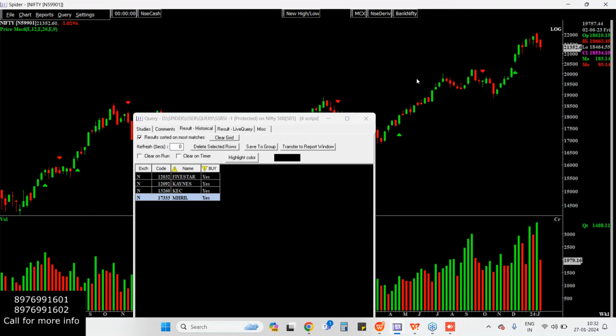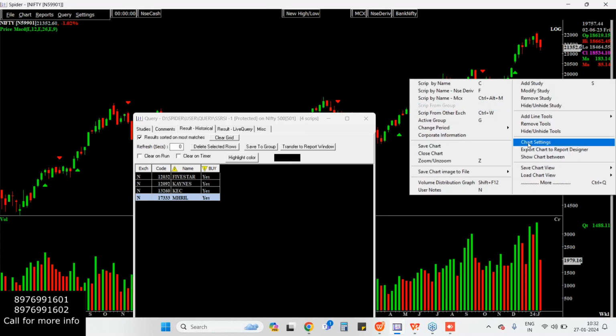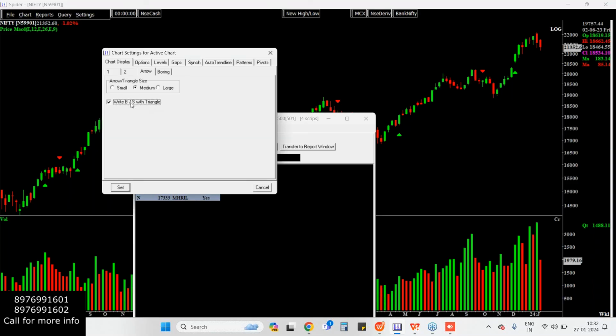And if you want the buy and sell signal written there, you have to go to chart setting, then click over here. Under chart display, you have to click on the arrow, and from there you have to click on write buy sell with triangle set.